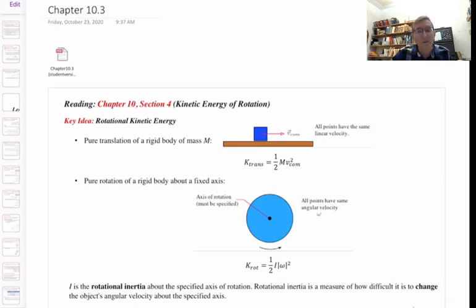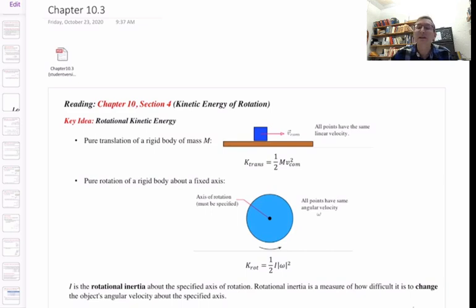Now, we're well familiar already with the idea of kinetic energy of a particle, and that is the form of energy that the particle has merely because it's moving. And if the particle has mass m and velocity v at any given time, then its kinetic energy at that time is 1/2 m times the magnitude of v squared.